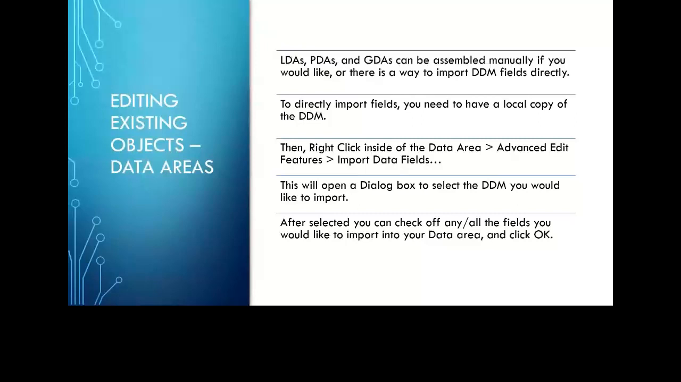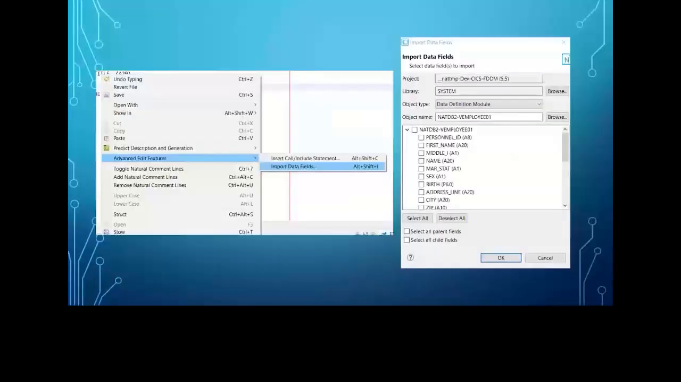So there's the example of going to the advanced edit features and importing the data fields. And then the second box is the pop-up box where I have this DDM and it lists all of the objects inside of the DDM, which you can select all, deselect all, or manually go in and select which ones you want. And when you click OK, it will import those into your LDA or GDA.